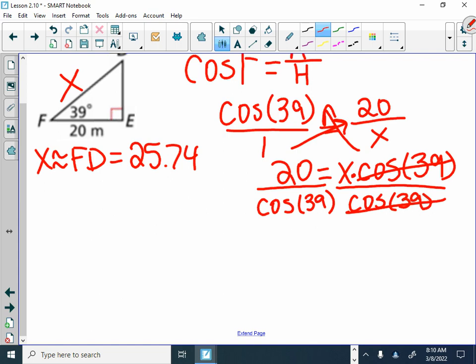Once you're done with this one, I want you to try number 4 on your own. You need to decide which trig ratio to use, sine, cosine, or tangent, and then go find the side it's asking for. Work with us. Here are your answers. I'll give you 3 minutes. Okay, label the side it's asking for.